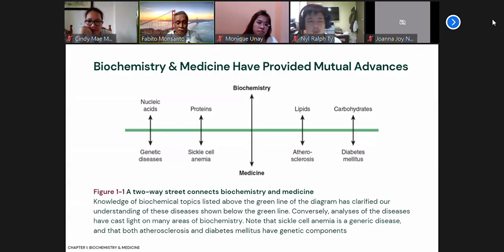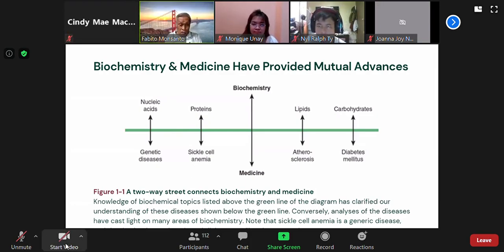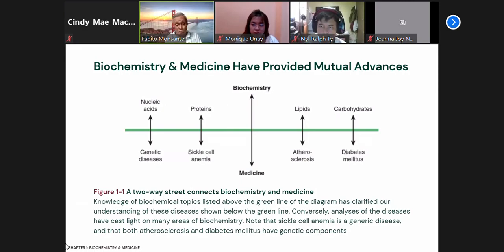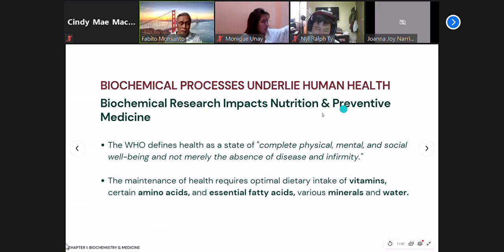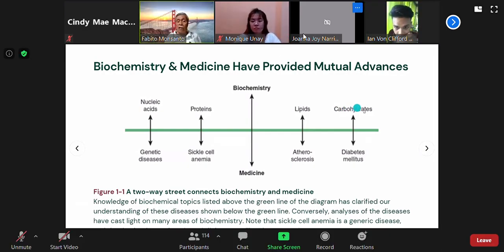Okay, do you have this in your laptops? Now this tells you that this is a two-way street, connects biochemistry and medicine. Now you have that green line. On top you have nucleic acids, proteins, lipids, carbohydrates that are present in your body.